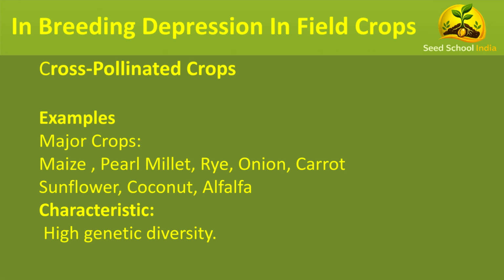Several economically important crops are naturally cross-pollinated. These include maize, pearl millet, rye, onion, carrot, sunflower, coconut, and alfalfa. Their populations exhibit high genetic diversity, enabling them to adapt to environmental changes and resist pests and diseases. Plant breeders carefully maintain this diversity while developing superior hybrid varieties.